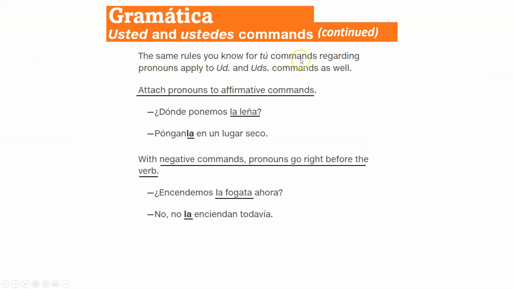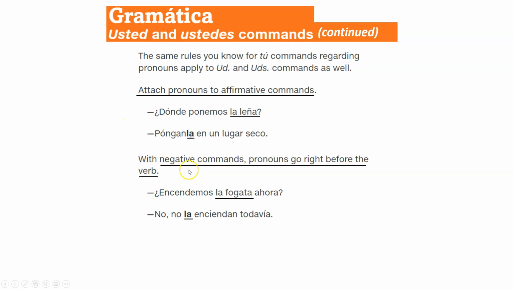Continue. The same rules you know for tú commands regarding pronouns apply to usted and ustedes commands as well. Attach pronouns to affirmative commands. ¿Dónde ponemos la leña? Where do we put the firewood? Pónganla en un lugar seco. Put it in a dry place. Put it. Notice la leña, we replaced it with it. And now we can attach it to commands when I'm telling somebody to positively do something.